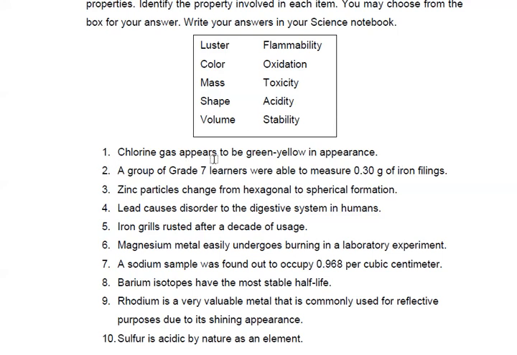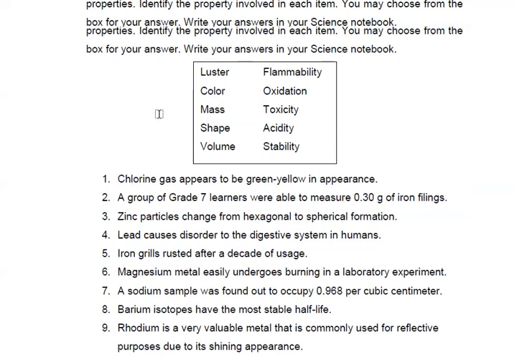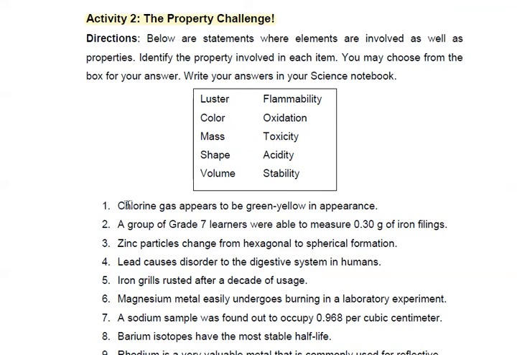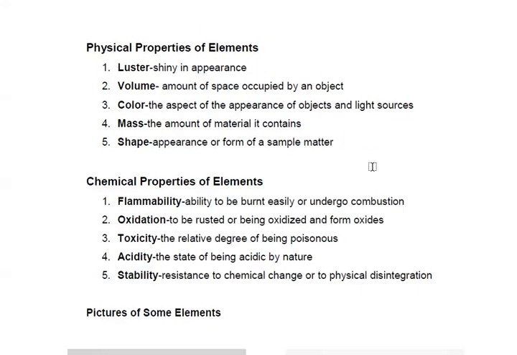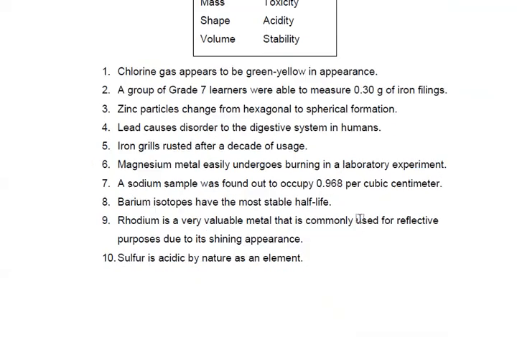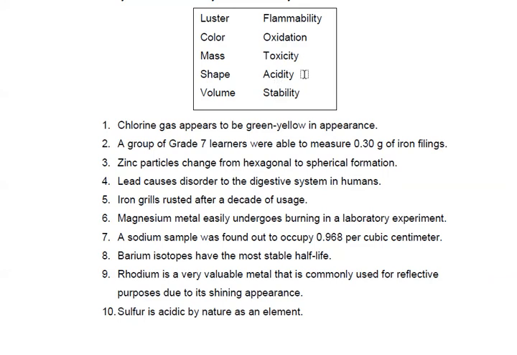What does that describe? Is it the physical property of chlorine gas or the chemical property? When we say green-yellow in appearance, which is it? Look at it. The answer is very obvious. But anyways, go through items 1 to 10 and write down your answers. Just copy the words here, whichever answer you choose.